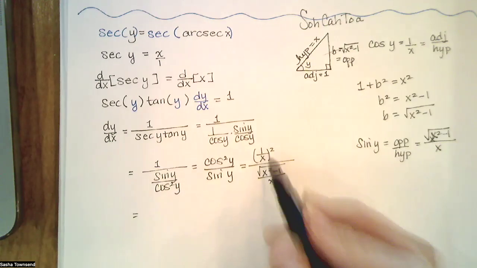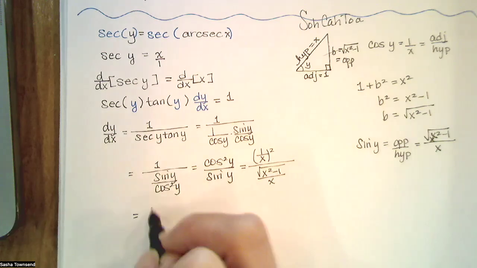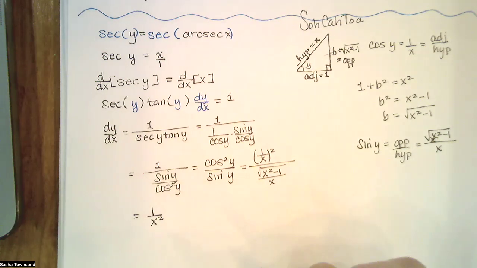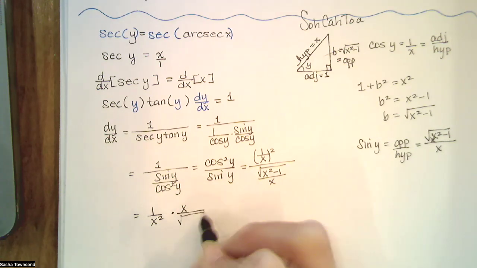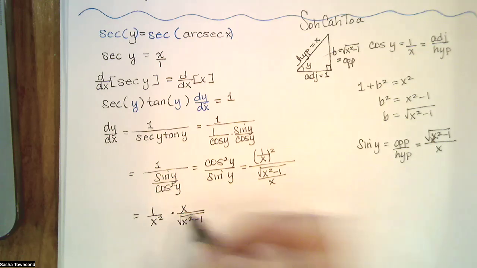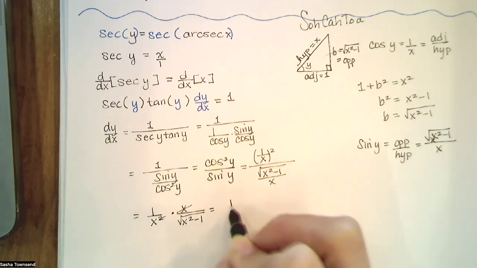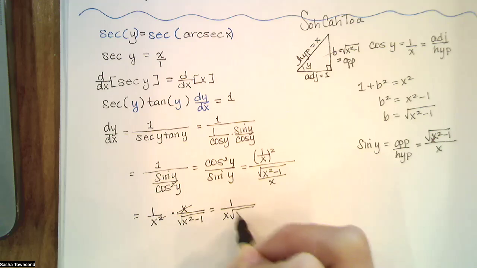So you've got two fractions, you're dividing them. You keep the fraction in the numerator the same, and you take the one in the denominator and you flip it and you multiply. One of the x's will reduce. And so you get this.